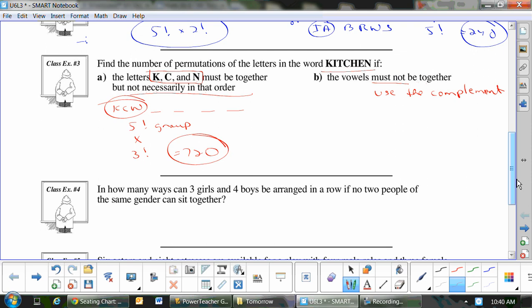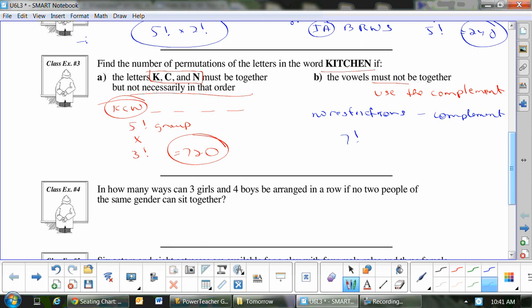So, here's how you do it. The complement, so when must not be together, it is the same thing as no restrictions minus the complement. Okay? So no restriction means the free-for-all minus the complement. The leftover should be the complete opposite. Now, no restrictions would be 7 factorial.